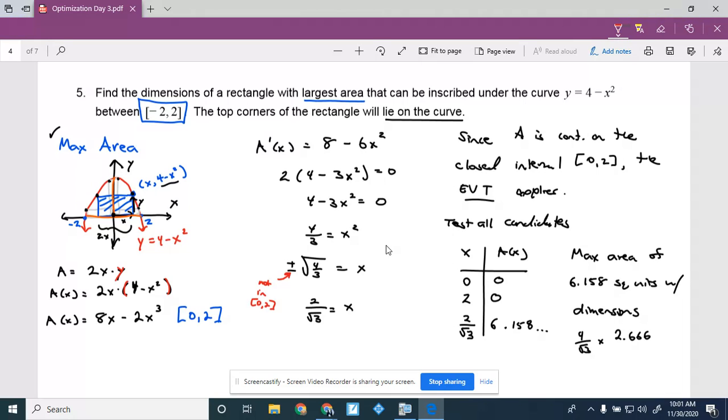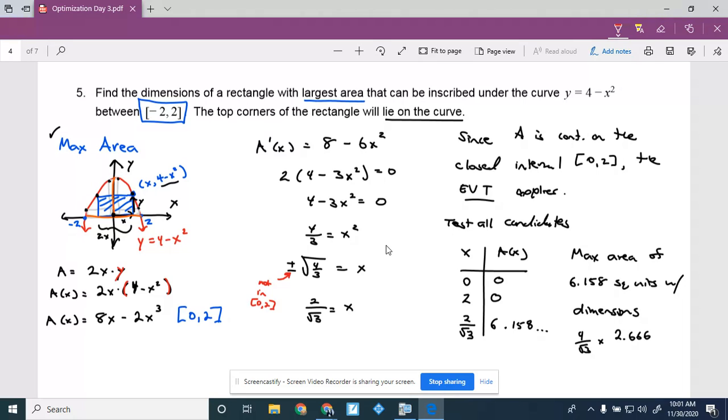Now, how do I get this stuff in blue? The stuff in blue is your interval. What are the constraints on your variable? What are the constraints on x? What can x be? Well, it should be obvious that x can't be bigger than 2, because if x is bigger than 2, I would no longer be inscribed inside the curve. So the biggest x can be is 2.